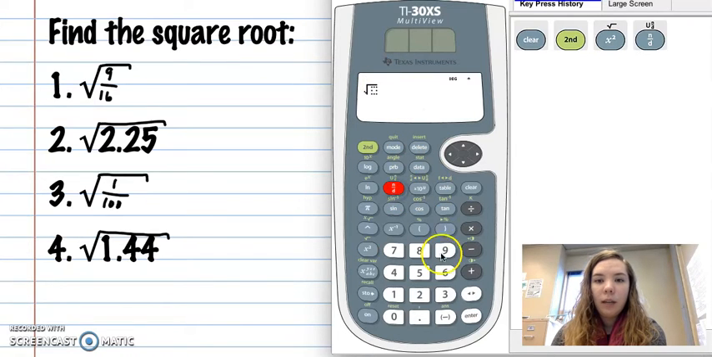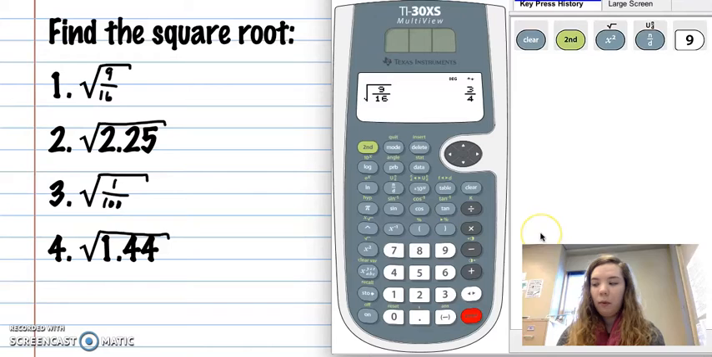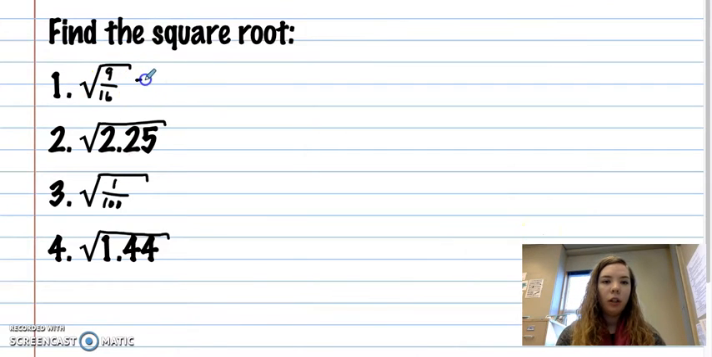Then I'm going to go ahead and type in 9/16. That's what it asks for. And we get 3/4. Now it does not put the plus or minus on the screen for you. You have to remember to do that on your own. So positive and negative 3/4.